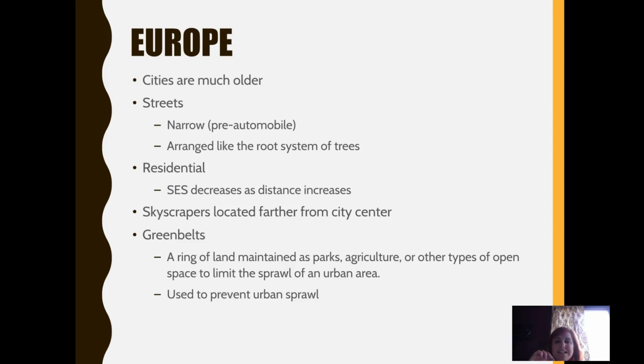And then something that is common in European cities are green belts, which is where you basically make a zone of greenery around your city that you use for agriculture or parks or something like that. And the idea is you're not supposed to build beyond the green belt. So it keeps your city contained. It helps prevent urban sprawl, when the urban areas start to get further and further and further out.